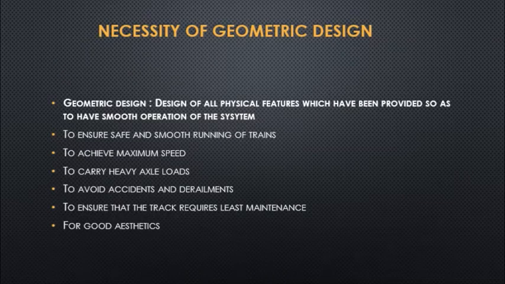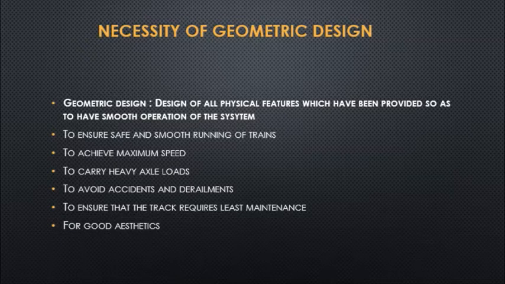And why should we adopt a design? Why should we go for a design before laying a track? That is the necessity of geometric design. Geometric design literally means the design of all physical features which have been provided so as to have smooth operation of the system. Without a proper design, we cannot plan and we cannot execute the work as per the schedule. We must have a design before we start to plan how to execute that work.